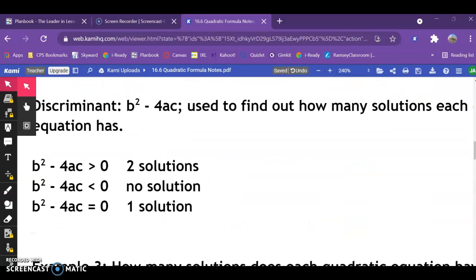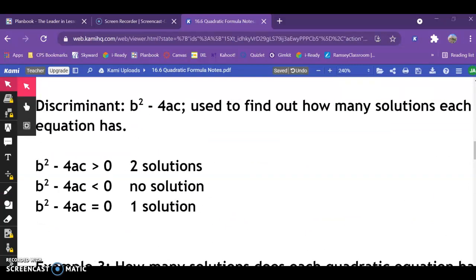Now we move on to the discriminant. The discriminant is b squared minus 4ac. So it's the part that's underneath of the radical sign in the quadratic formula. And this piece of the formula is used to find out how many solutions the equation has. So if you plug in the numbers to that and you get a number that's greater than 0, you're going to have 2 solutions. If you get a number that's less than 0, there is no solution. And if you get exactly 0, there is 1 solution.